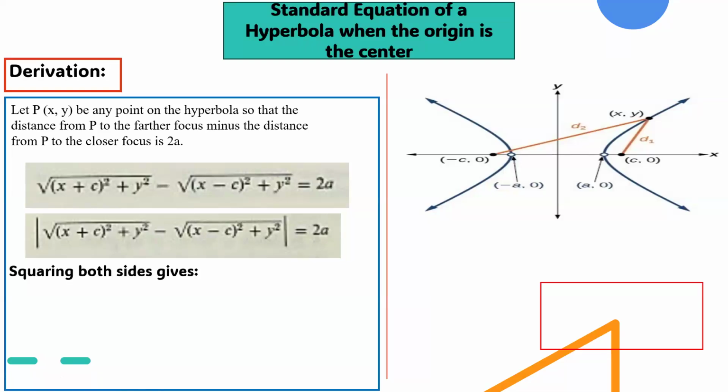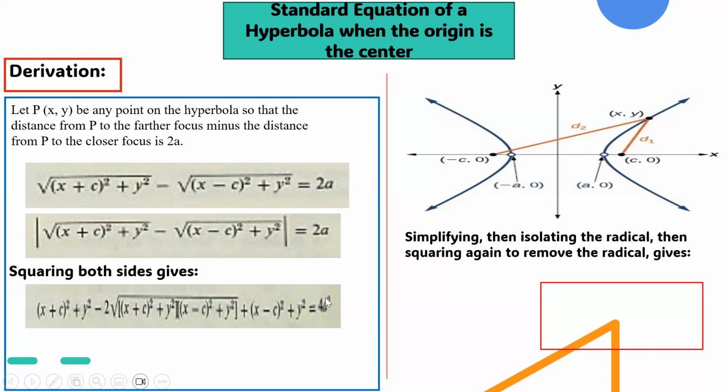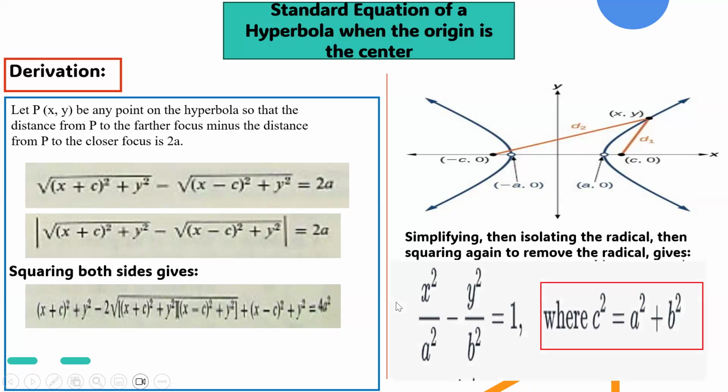Now we're going to square both sides of this equation. When we square both sides, we're going to end up with (x + c)² + y² minus 2 times the root of [(x + c)² + y²] times [(x - c)² + y²] plus (x - c)² + y² is equal to 4a². Now, when we simplify this and we isolate the radical, and then we square again to remove the radical, it will give us x²/a² minus y²/b² equals 1.